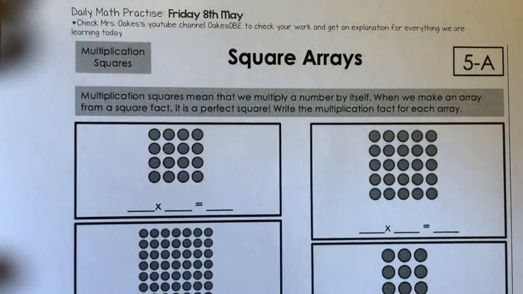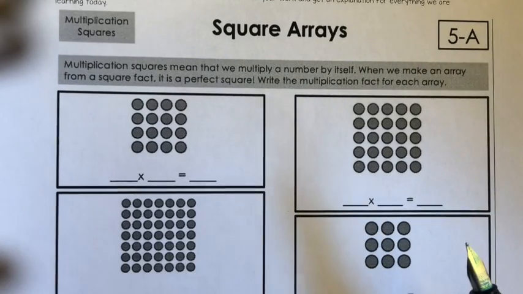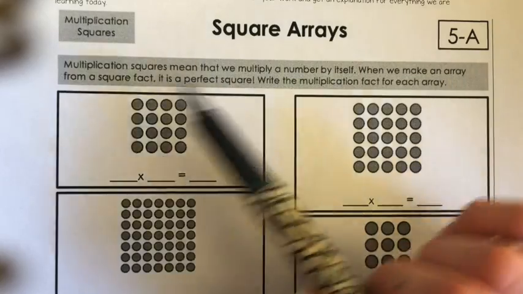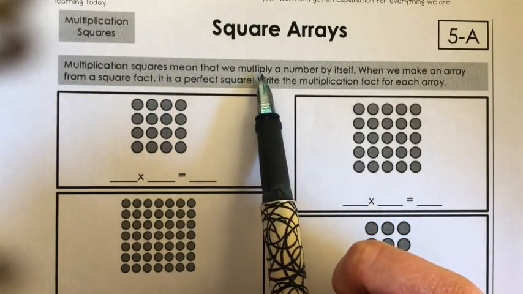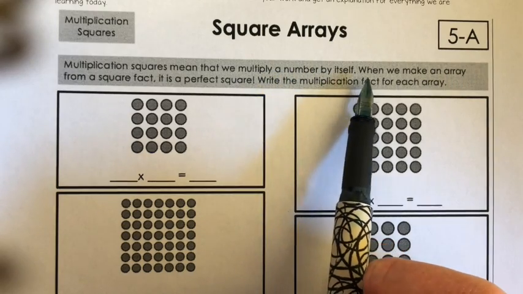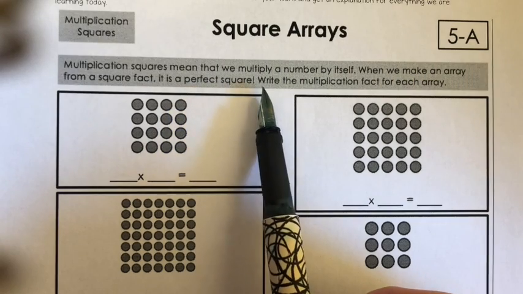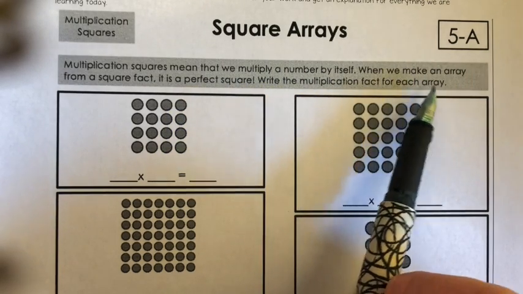So this is just a little bit of Friday fun. I have mentioned square arrays before. But today, we are going to be working on multiplication squares. Multiplication squares mean that we multiply a number by itself. When we make an array from a square fact, it is a perfect square. So all we're going to do is write the multiplication fact for each array.